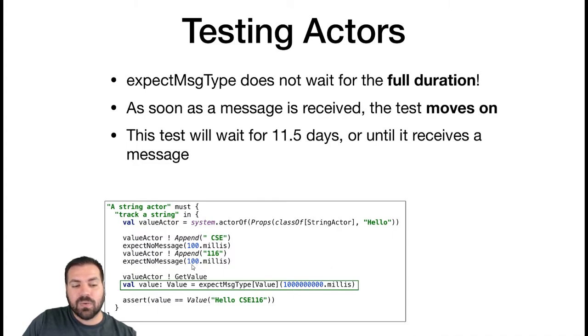Expect no message, we are waiting. Expect message type, we are not waiting. We're just waiting until we get the message, and then we're moving on right away. It's going to feel almost immediate. Expect no message, we are waiting, because we're saying wait for this amount of time and make sure no messages are received in that amount of time. So this we use to control time. This we use just to say, hey, I'm expecting a message. When it gets here, just run this and keep moving on with the program. So there's a big distinction there.